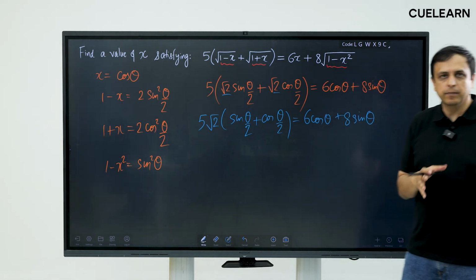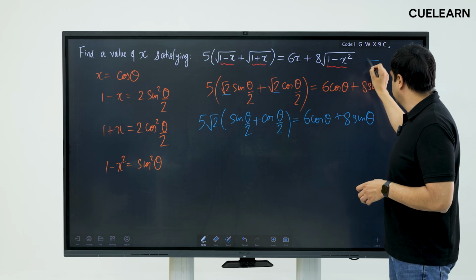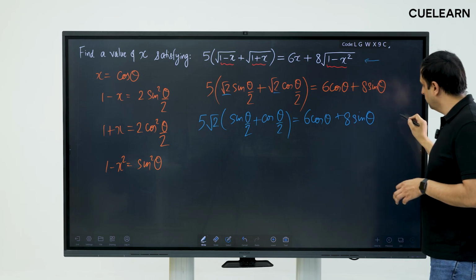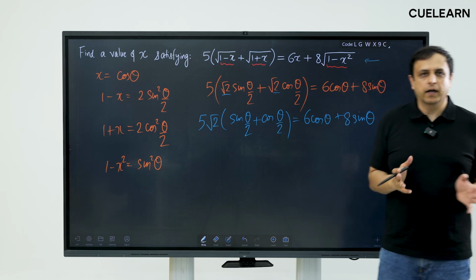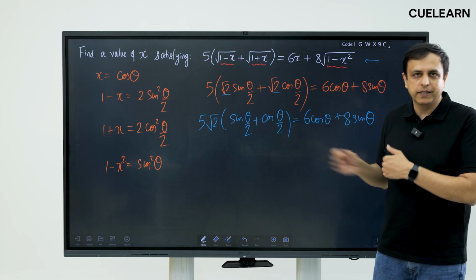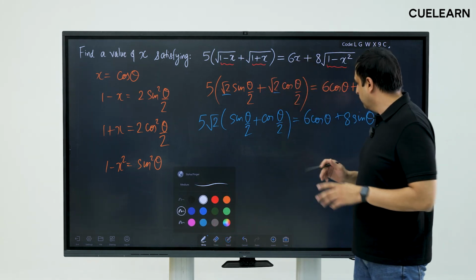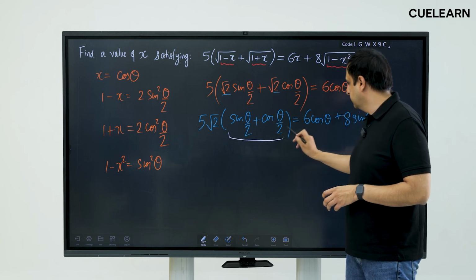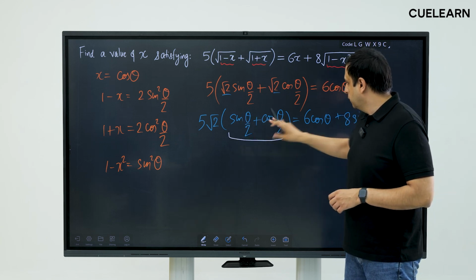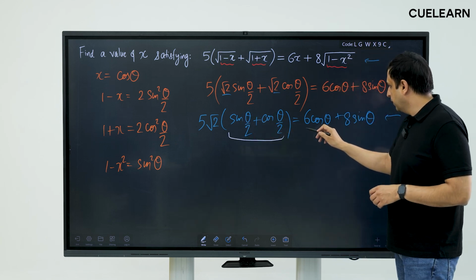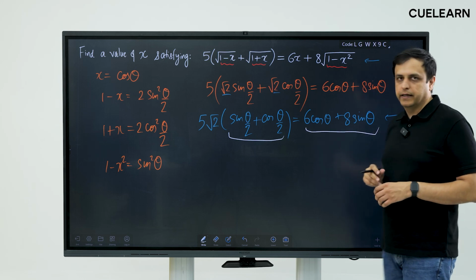So we have managed to simplify our original algebraic equation into a somewhat simpler trigonometric equation. But what do we do now? How do we proceed from here? Well, for that, what we need to think about is, what do we do about these expressions? Sine theta by 2 plus cos theta by 2, and here we have 6 cos theta plus 8 sine theta.